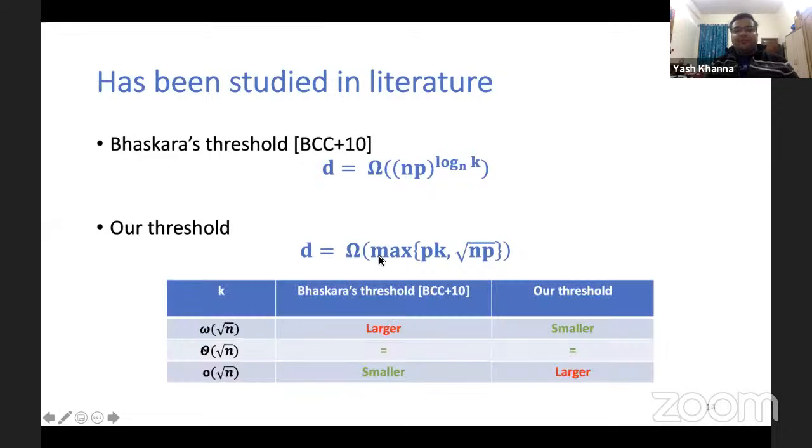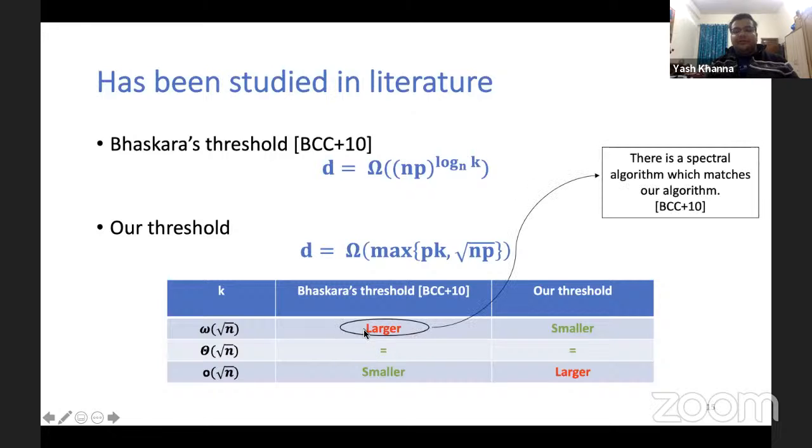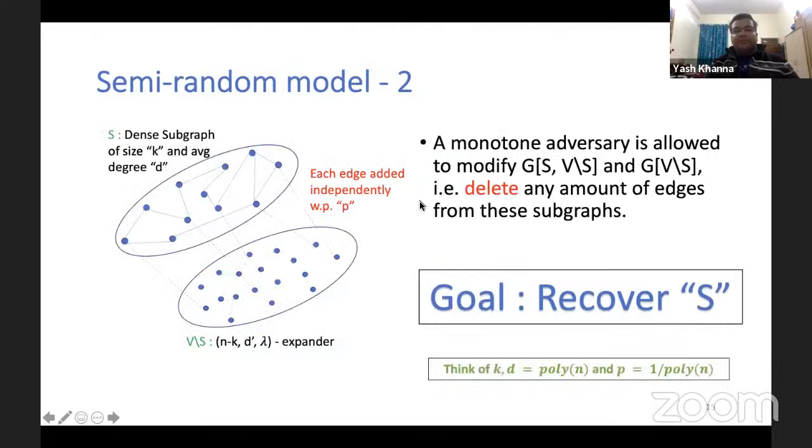So the smaller the value, the better it is, right? You see that in certain ranges our algorithm is better, or our threshold is better, and in some cases it is equal, and in some cases it is smaller. But let me also point out that there is also a spectral algorithm known when k is much larger than root n by the same paper. So, in terms of the threshold, we are not doing anything new till now, but we also study our problem in more semi-random models.